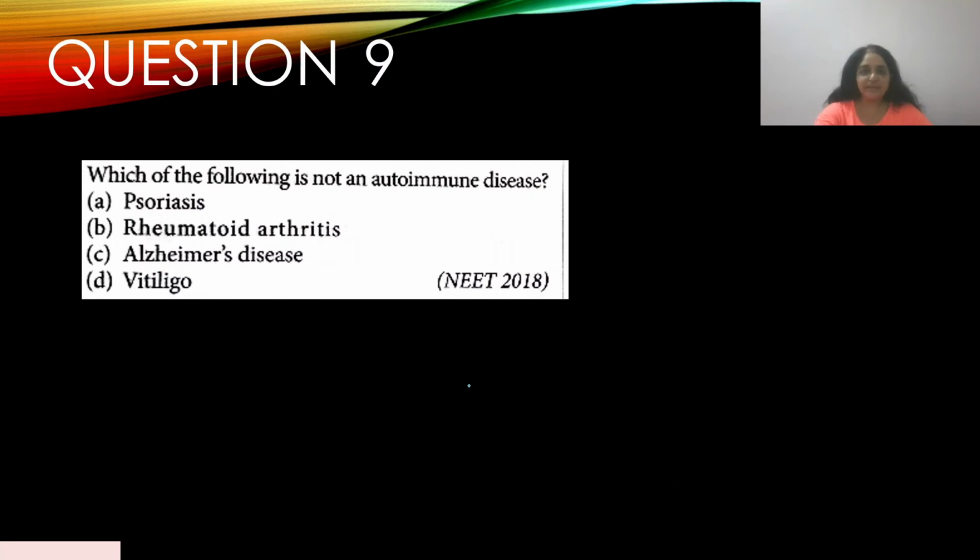Okay, question number 9. Which of the following is not an autoimmune disease? It appeared in NEET 2018. A, psoriasis, B, rheumatoid arthritis, C, Alzheimer's disease, and D, vitiligo. So this is 2018 NEET. Obviously, there's not much written about autoimmunity in NCERT, and they've provided this question. That means you are supposed to know the different diseases, and decide which is not an autoimmune disease, right?